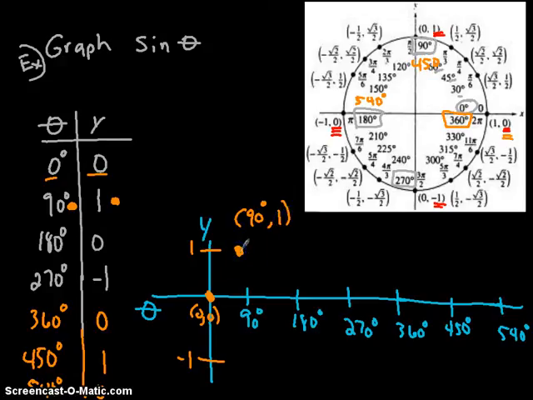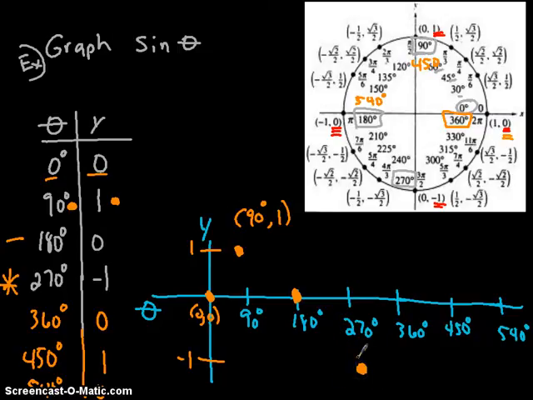The next place is 180. So when theta is 180, y is 0. So 180 and 0 is right there. Everything on this axis, the y value is 0. If theta is 270, the output's -1. So when theta is 270, the output's at -1, so that would be right here.